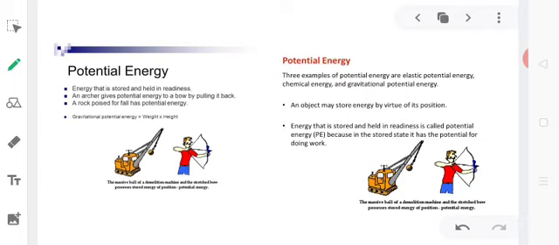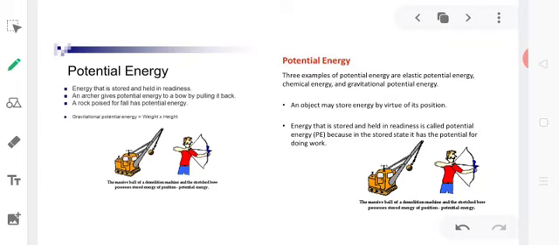So after going through all the examples, one thing that we have understood is that potential energy is that form of energy that is stored and held in readiness. So if you analyze the examples, when we wind the spring of a watch, potential energy is stored in the spring on account of configuration of the turns of the spring. As the spring unwinds, it works to move the hands of the watch. Thus, the wound spring has the potential to do the work.